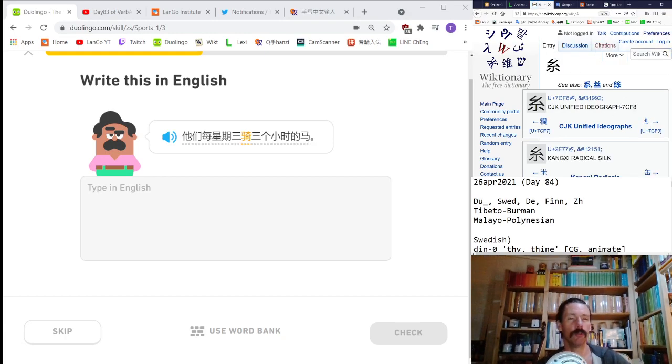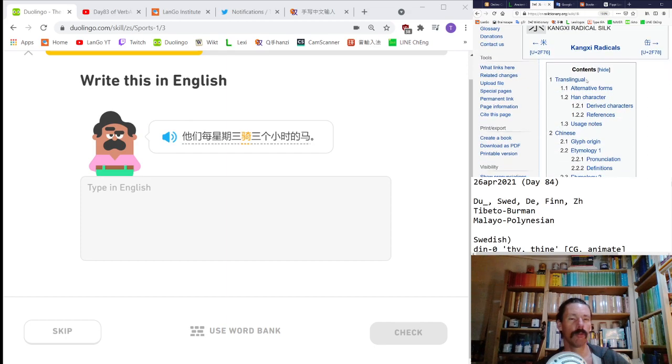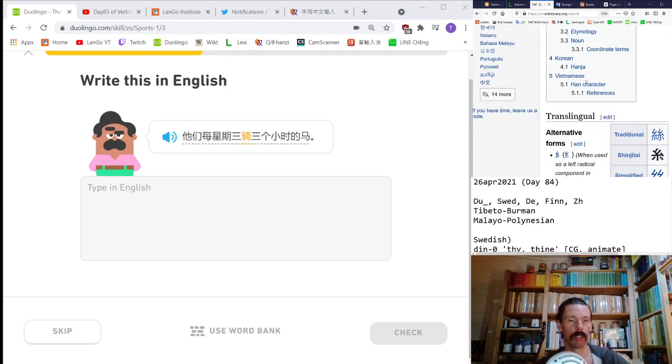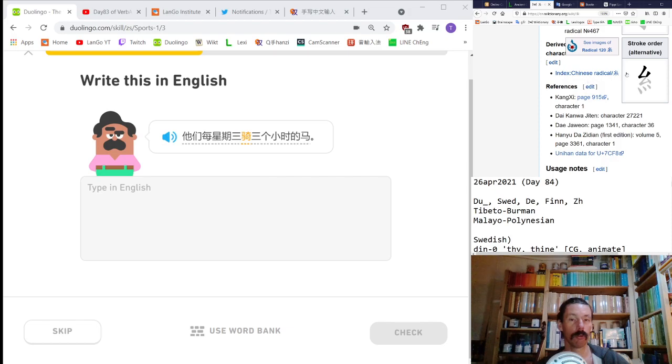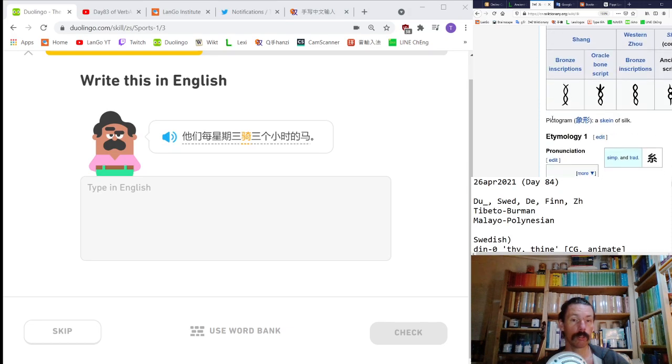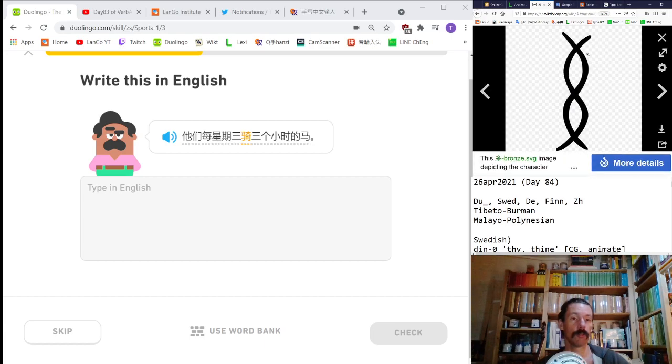This one is not really used in any Chinese compounds. I don't know what the reading is. It's a living word, I think, but an important component. Here we go, it doesn't really get more round than this sine wave or double helix kind of shape. It's an old form of silk.